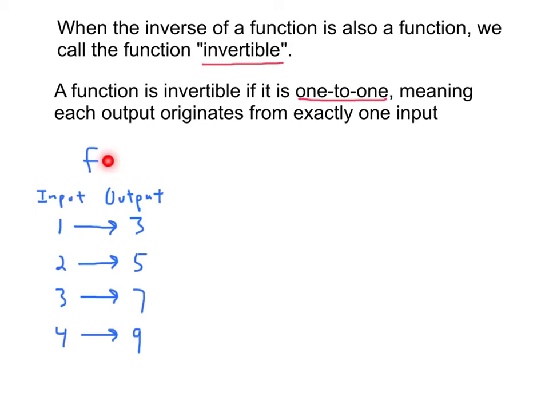So the function f sends these inputs to these outputs. So 1 gets sent to 3, 2 gets sent to 5, 3 gets sent to 7, 4 gets sent to 9. And that's what the function f does. It sends those inputs to those outputs. Now this is one-to-one. You can see that because every different x gets sent to a different y, and that's really what one-to-one means. So this is one-to-one. Let's write that down. So this is one-to-one.